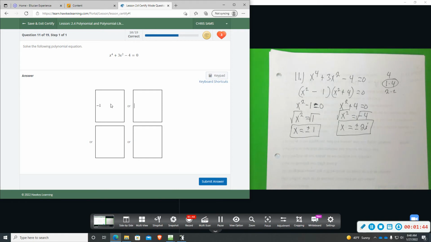Negative 1 and 1. 2i and negative 2i. And the order in which you enter these doesn't matter.